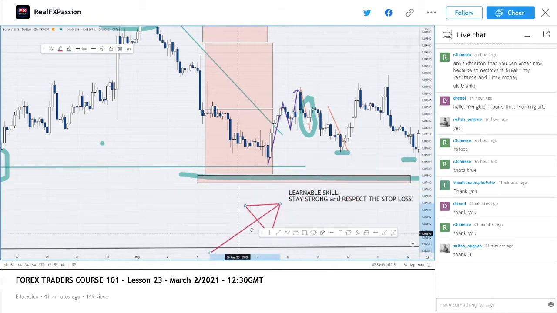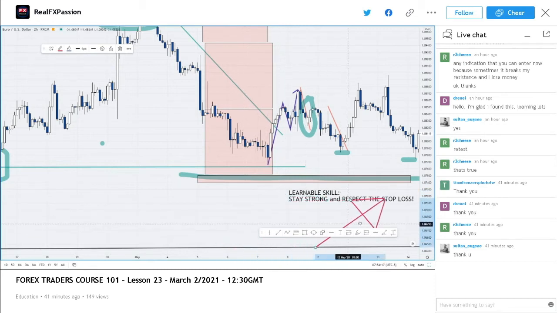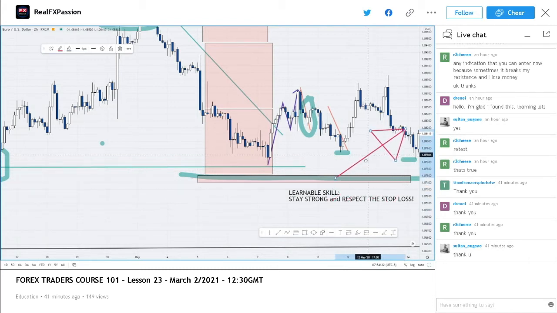So here is the learnable skill, everybody. Beginner trader, if you want to become a professional, stay strong and respect the stop loss. Oh, but the market goes against me. The market is going to go always against you. Always. Didn't you notice, everybody, that as soon as we enter the market goes against us? Did you notice this?